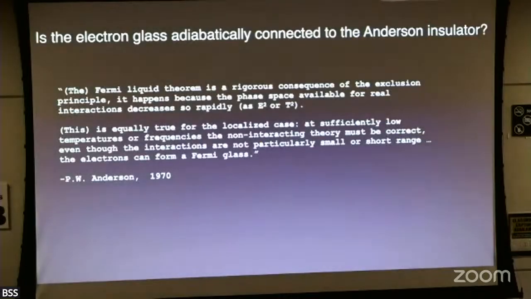Now, setting the stage, there's a lot that you can disagree with, but I still like this quote from Phil Anderson from 1970, because it sets the scale for some of our thinking here. It's from an old paper. Often people will refer to systems like this as Fermi glasses. I'll read the quote to you. The Fermi liquid theorem, which we've heard a lot about so far in the school, is a rigorous consequence of the exclusion principle. It happens because the phase space available for real interactions decreases so rapidly as E squared or T squared, right? We've been hearing about that this morning in Dmitry Maslov's talk. This is equally true for the localized case. At sufficiently low temperatures or frequencies, the non-interacting theory must be correct. Even though the interactions are not particularly small or short range, the electrons can form a Fermi glass.